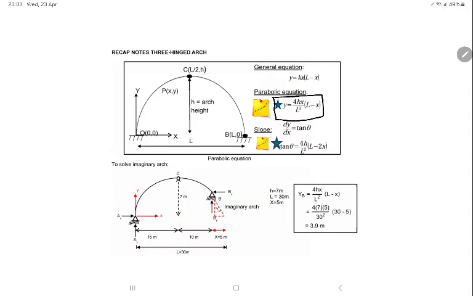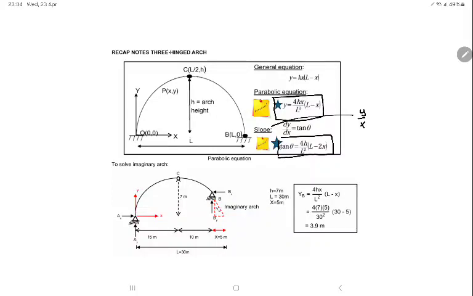Okay, another one is slope. You know that slope is y divided by x, right? So from dy over dx is equal to tan theta. You got tan theta is equal to 4h over L squared, L minus 2x. So these both equations you need to remember. Okay, so I already highlighted here that you need to remember both equations.